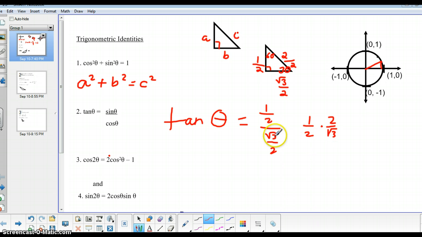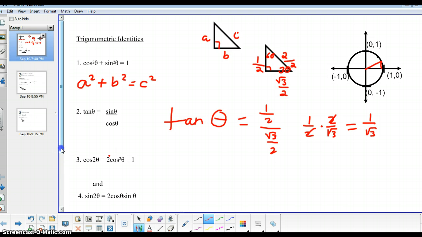So our reciprocal of square root of 3 over 2 would be 2 over the square root of 3, and then we can cancel, and we get the tangent of 30 degrees to be 1 over the square root of 3.